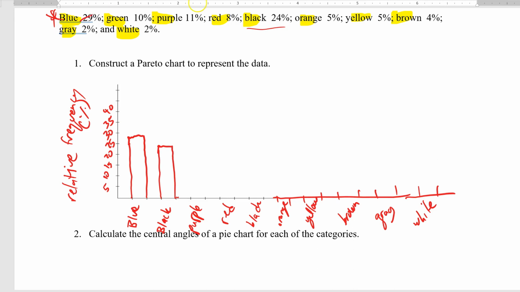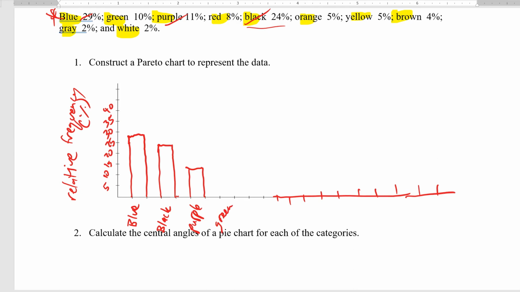Okay, so 29, 24. I think now I'm on purple, so that'll be fine. That one's 11, just above the 10. Now I'm on the 10, which is green, so we're going to have some issues here. So I probably just need to make some of these go away. All right. So next we have green, which was 10, so that should be right on the 10.